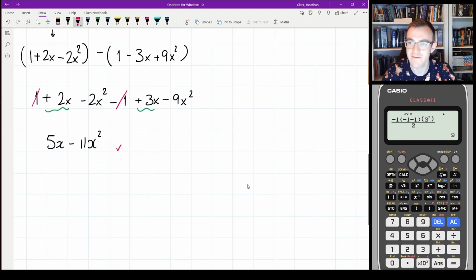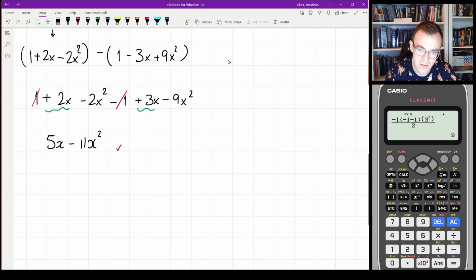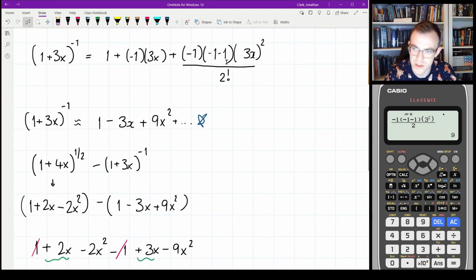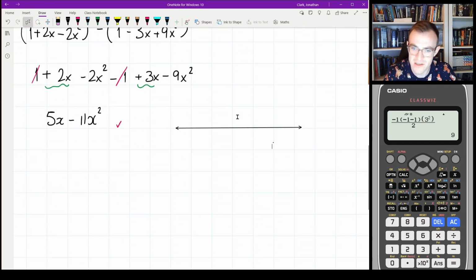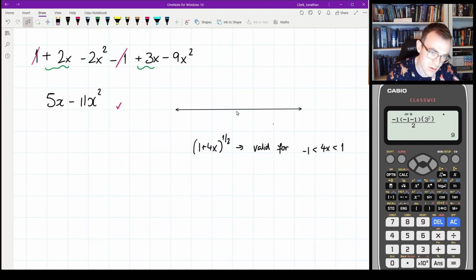And then I need to state the validity as well. Right? So the valid range, the first expansion was 1 plus 4x. There we go. So it was a 4x. So that was valid. Okay, so that is valid between minus a quarter and plus a quarter.